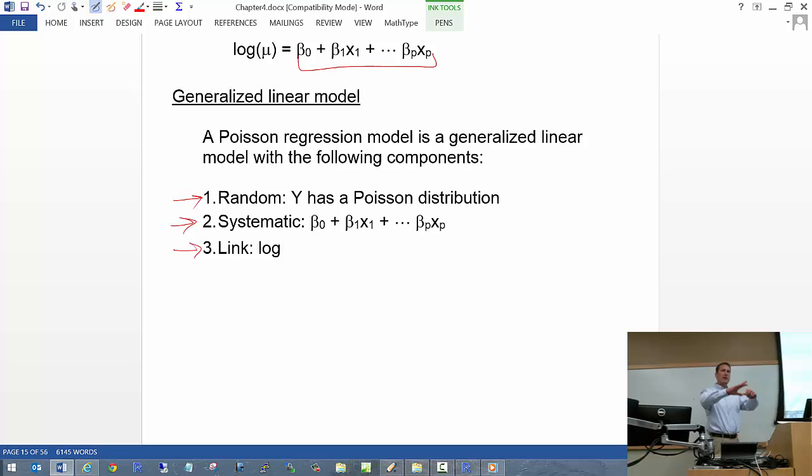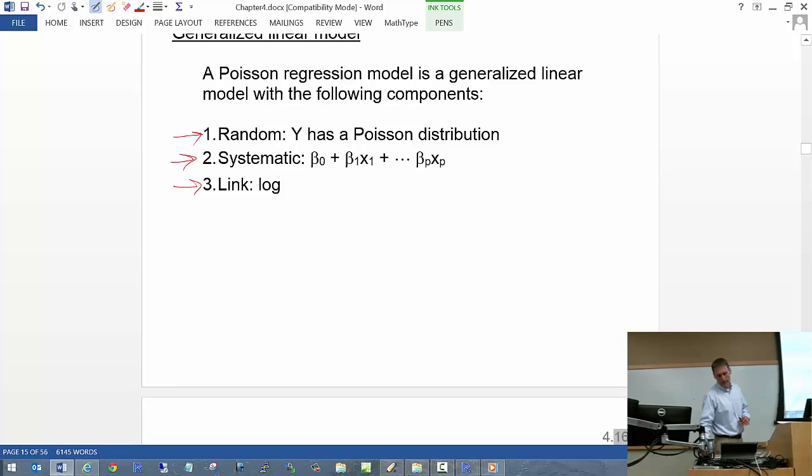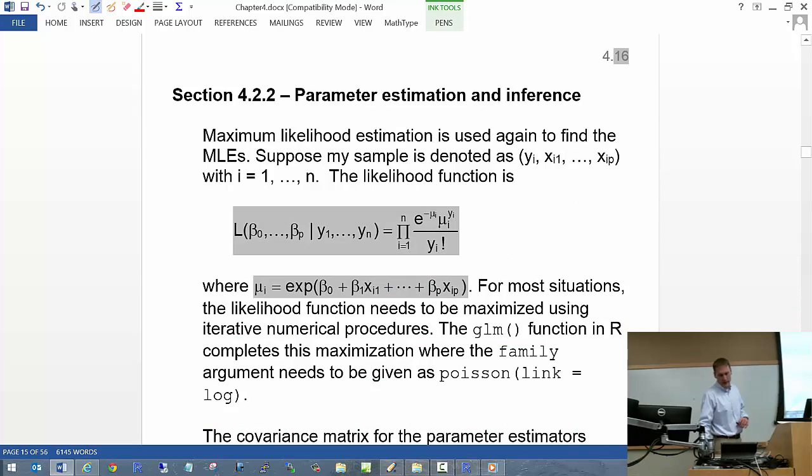So if I have this in the context of a generalized linear model, that means a lot of the stuff that we were just doing in Chapter 2 is going to follow through here. In fact, we're going to use the same function, GLM, to estimate the model. So how do we estimate the model?